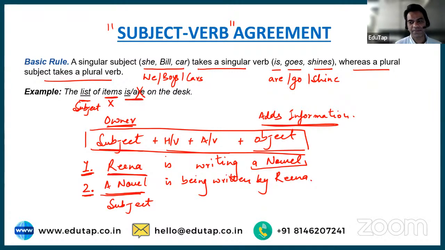So if you get into the habit of highlighting the subject every time you read a sentence, you will reduce your mistakes by 50%. And I can guarantee you that. And I myself practice it still today. Even after so much experience, I still use this rule in the back of my head.